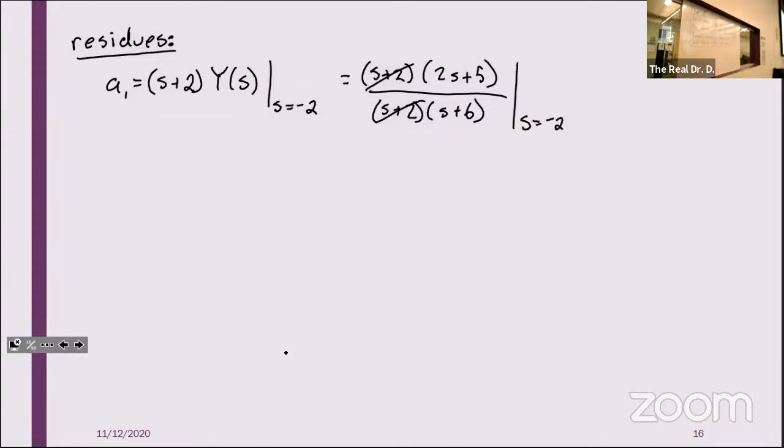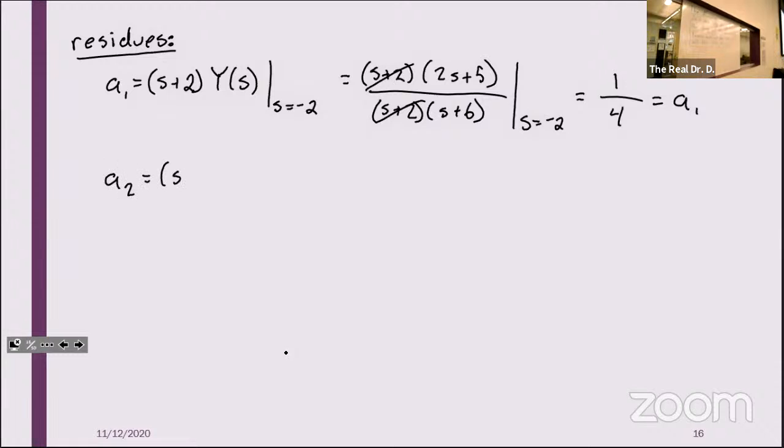If I do that, I get negative 4 plus 5. So evaluating it at s equal to negative 2, just plug in: negative 2 times 2 is negative 4, plus 5, over negative 2 plus 6, which is 1/4. Okay. We can do it again.